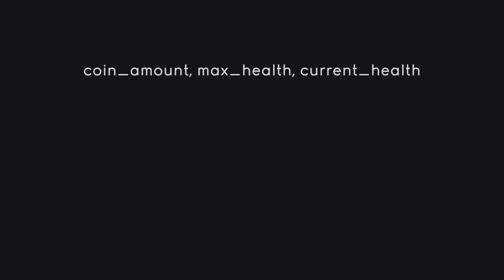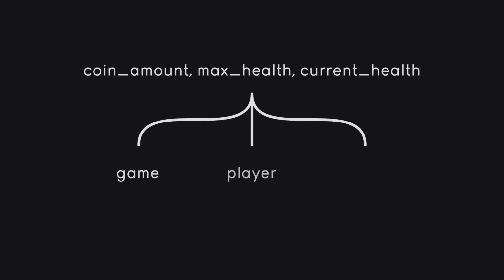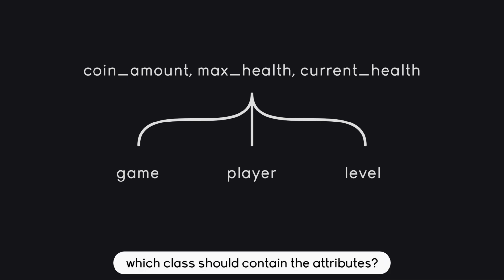So technically, there are 3 different places where we could store them. We could store them in the game class, we could store them in the player class, or we could store them in the level class. And I really want you guys to think about which would be the best place to store them. There's an objectively correct answer here. And well, the correct answer here is the game class.